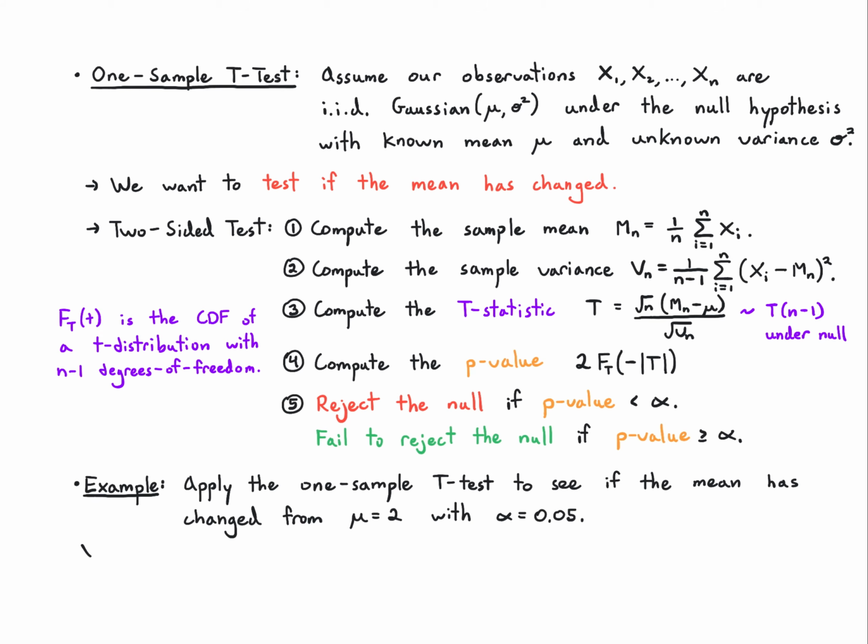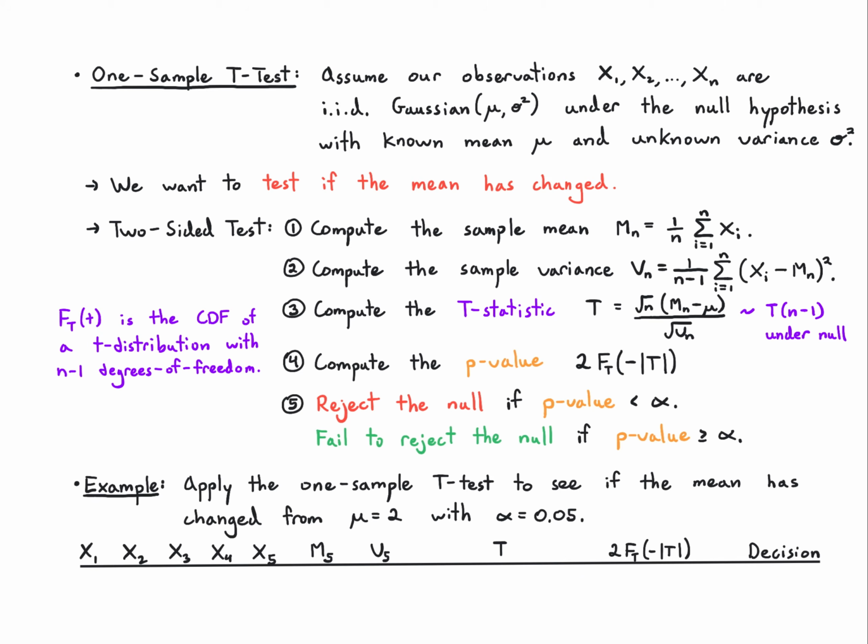Now, I'm also assuming tacitly, since I'm using this one sample t-test, that under the null x1 through xn are IID Gaussian. If that assumption isn't valid, then this is a bad test. So x1 up to x5 are going to be my samples. I'm going to compute the sample mean and sample variance, the t statistic, my p-value, and then I'm going to make my decision. So I'm going to get 1.74 for the sample mean, and 0.71 for the sample variance.